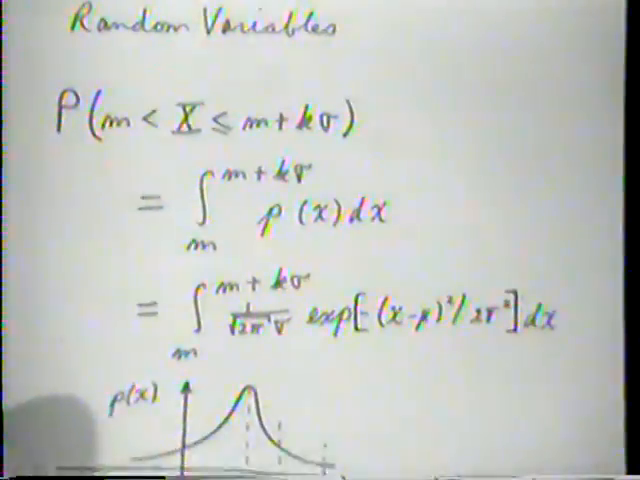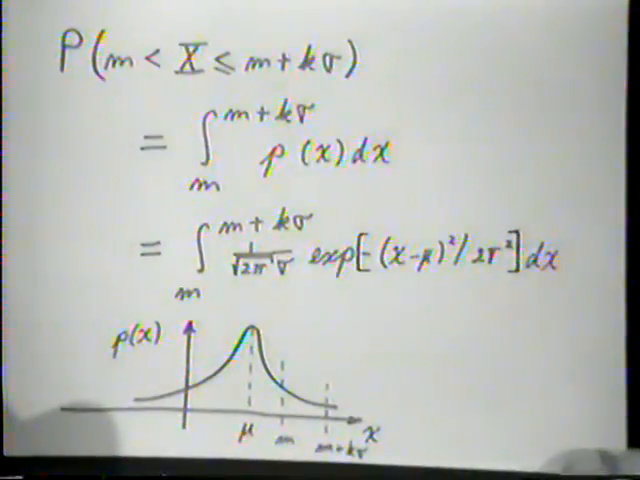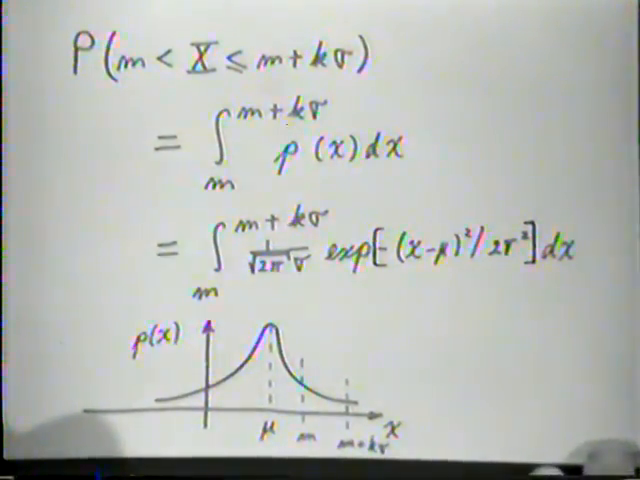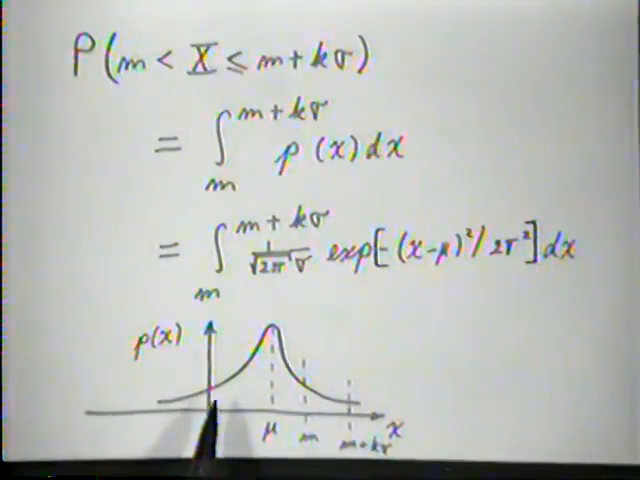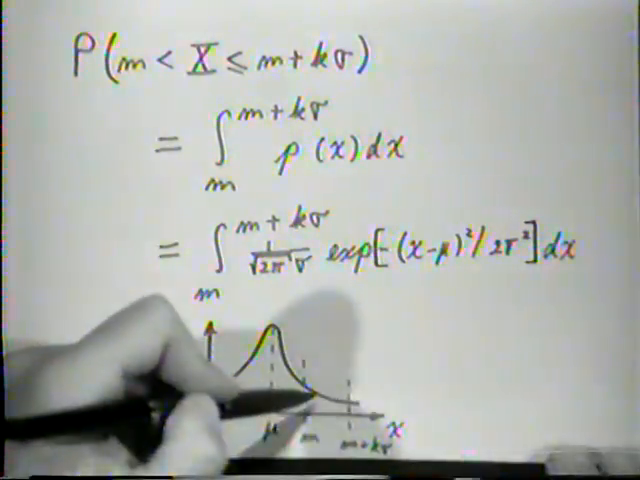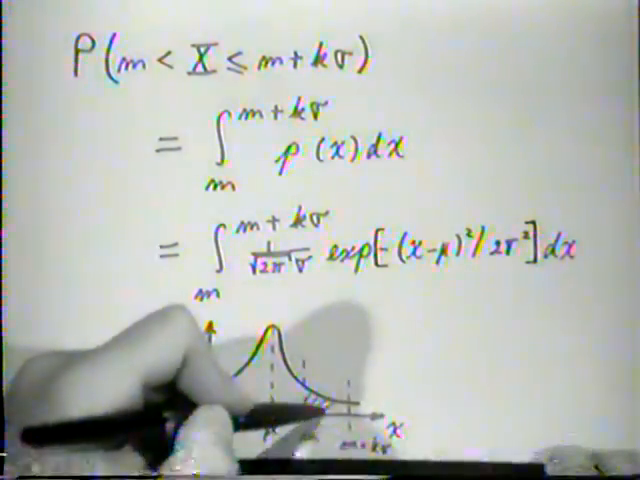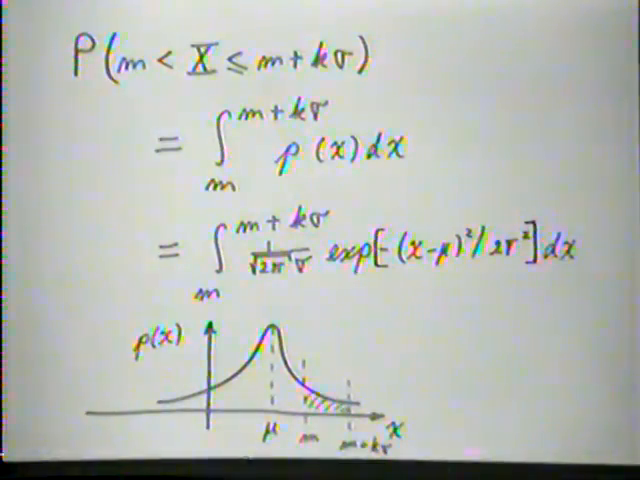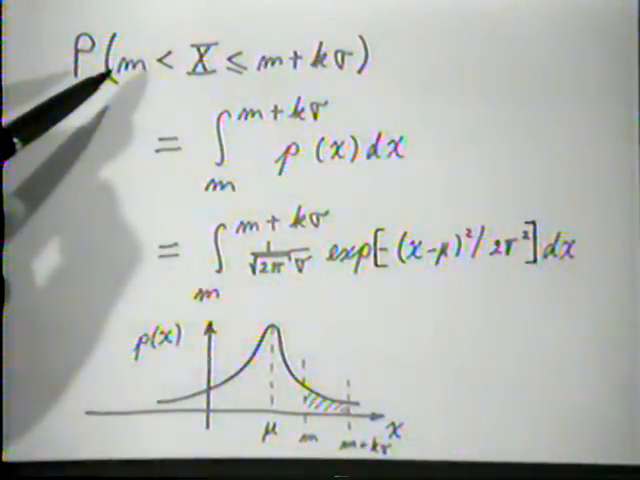And just by way of illustration, here's a little sketch to outline what this probability is that's being asked for. Here's an arbitrary Gaussian density function. There's the mean of the density function. Here's some arbitrary point m located right here, and here's the point m plus k sigma located right there. And we are asking to find this area. That area represents the probability that is asked for in this line right up here.